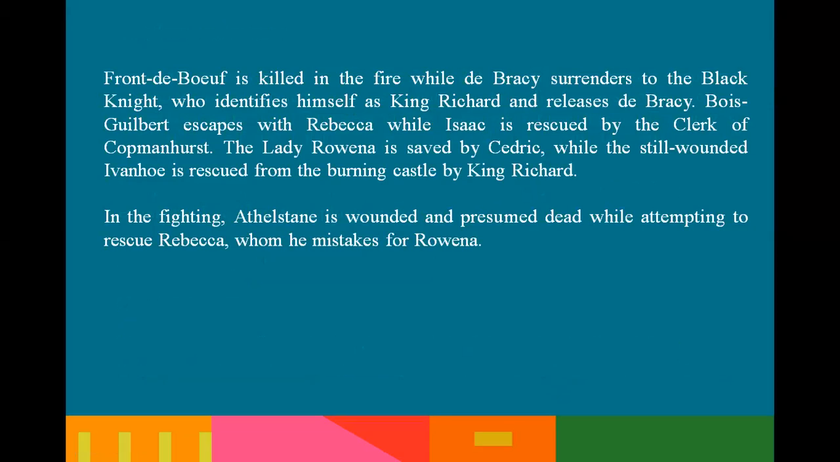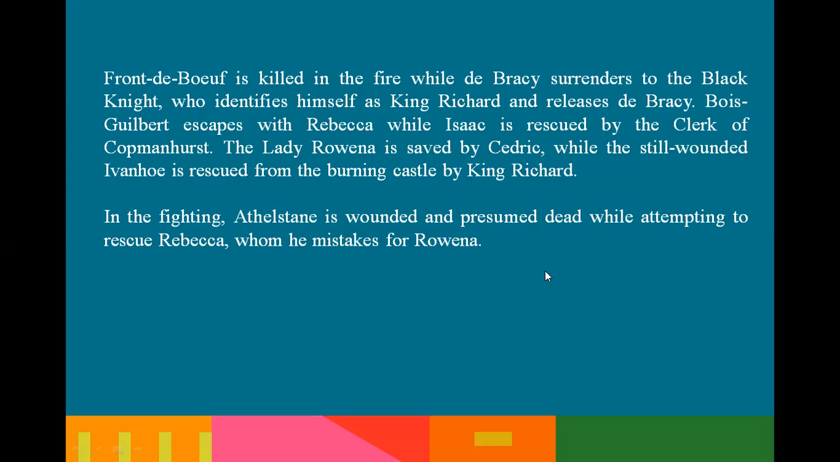Now, during this attack, when the whole castle is on fire, Frondibus is killed. The ugliest, most brutal villain of the story is killed in this fire. While De Bracy surrenders to the Black Knight, who identifies himself as King Richard, and releases De Bracy. Boisguilbert escapes with Rebecca, while Isaac is rescued by the clerk of Copmanhurst. Now, in this fire, the villain is dead. De Bracy surrenders to the Black Knight, King Richard, and Richard releases him. And Boisguilbert is successful in escaping with Rebecca.